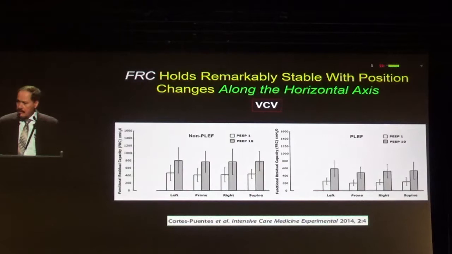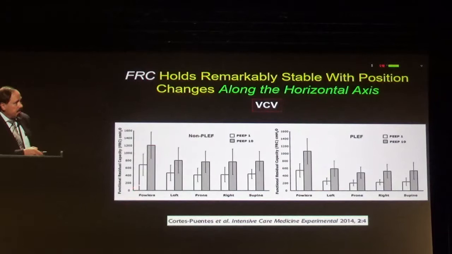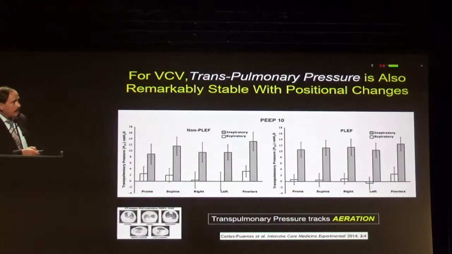We measured the FRC and found that in these animals, even with the pleural effusion, the functional residual capacity along the horizontal axis stayed remarkably similar at expiration and inspiration without a pleural effusion and with a pleural effusion. The functional residual capacity, as expected, went down with a pleural effusion, but notice that as we changed positions, there was not a great deal of difference in the gas-measured FRC in these experiments. Now, the transpulmonary pressure also did well. It tracked pretty much what was happening to the gas-filled space.